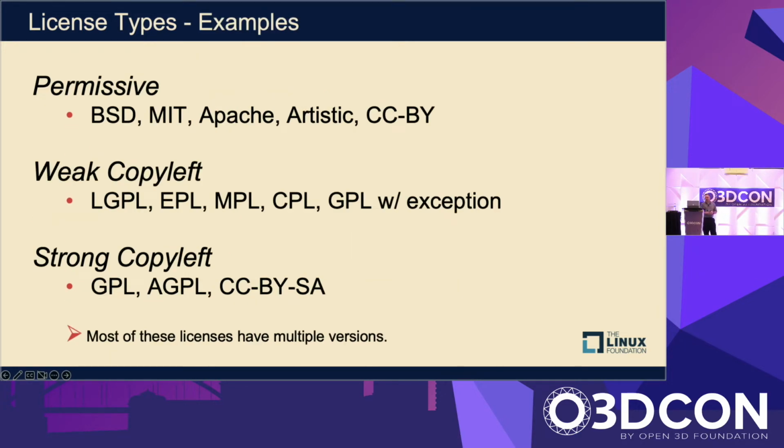So just some quick examples of some of the different license types. BSD, MIT, and Apache are probably the most common permissive licenses out there. And in fact, the Open 3D Engine is licensed under the Apache and MIT licenses. I'm going to talk about dual licenses in a few minutes. There's a distinction for copyleft licenses between what we call weak and strong copyleft. So the weak copyleft is these attributes of that license carry over only in very specific circumstances.